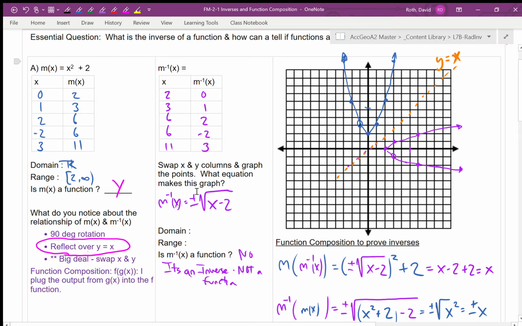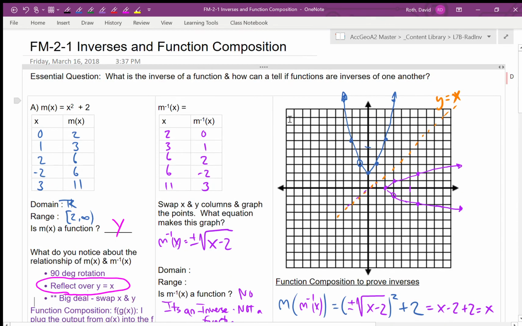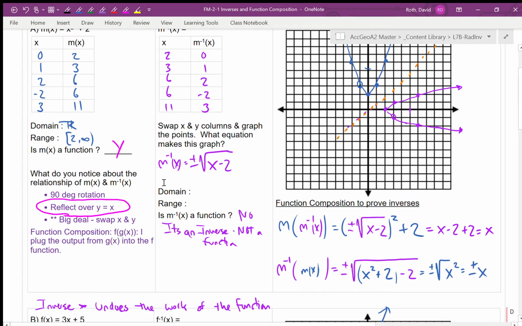And if you remember back from geometry, that is exactly how you got the reflection over line y equals x: you'd swap the x and y. That was one of those mappings that you did last year in geometry class. So, okay. And then the next thing is, what equation makes this graph?